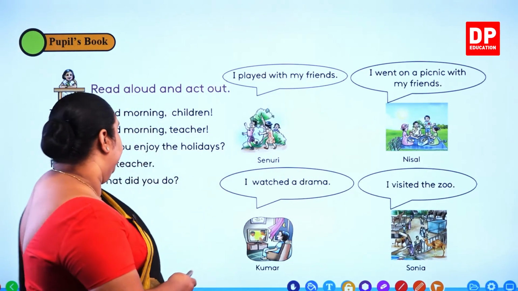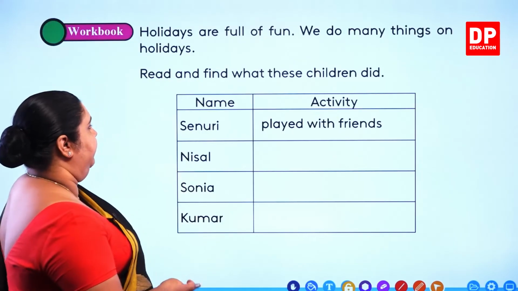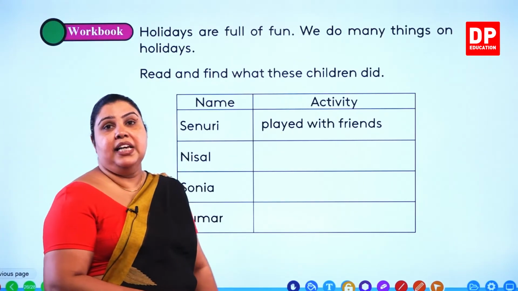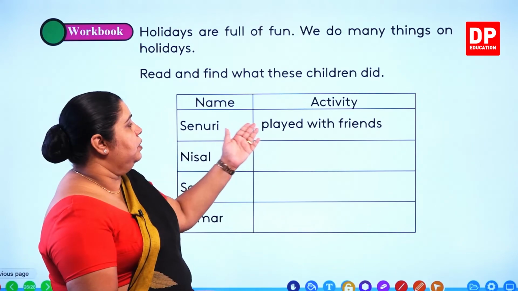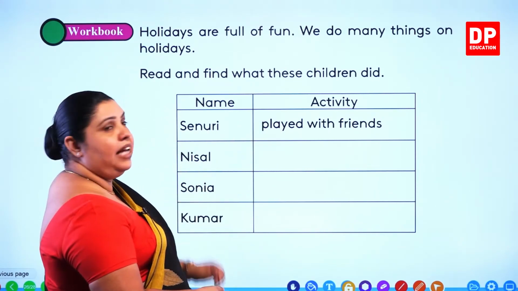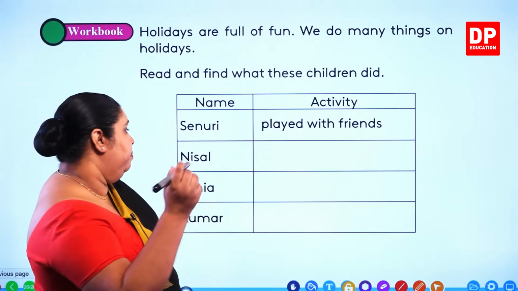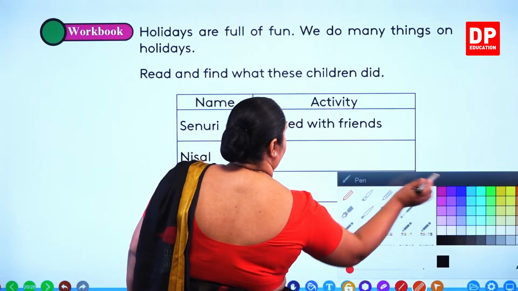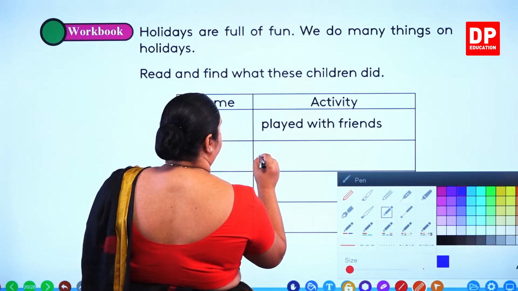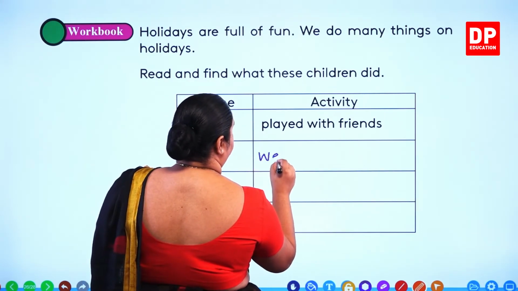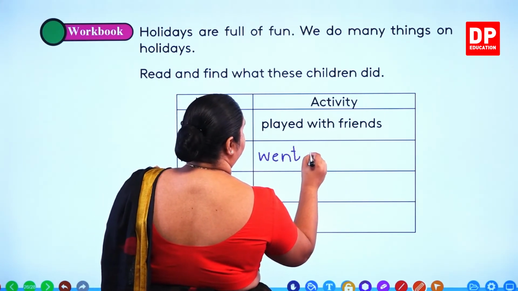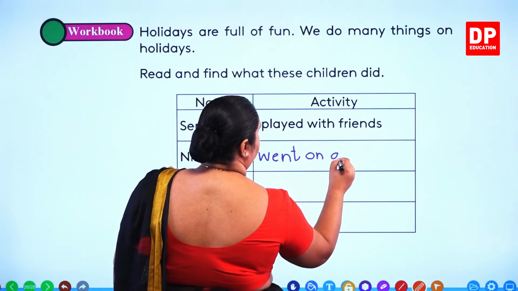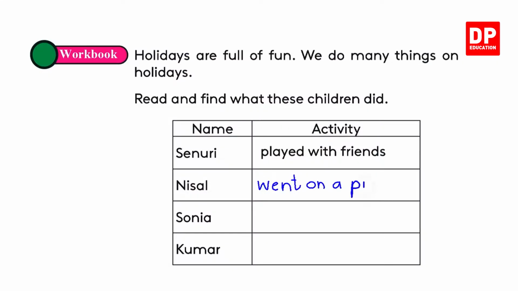So now we can complete our workbook activity. Right. So what did Nisal do? Now Senuri of course played with friends. Nisal went on a picnic. So we will write. Right. Went on a picnic. Nisal went on not on a trip but picnic.